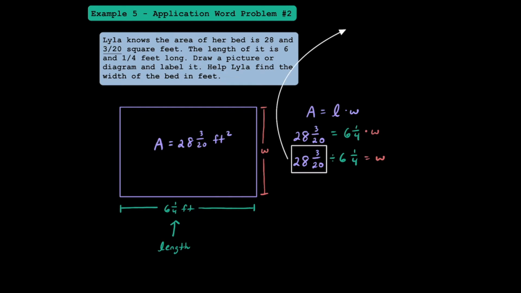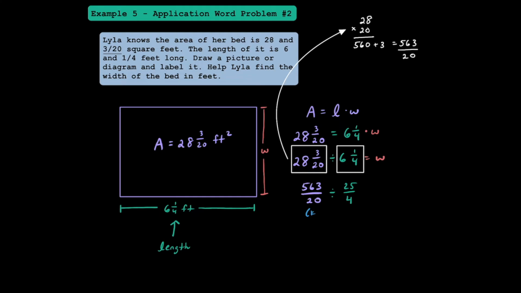Let's start by converting 28 and 3/20 into an improper fraction. First, we're going to multiply 28 by 20, and that's going to equal 560. Then we're going to add on the 3 on top to get 563. This whole thing is still going to be over 20. 28 and 3/20 is equivalent to 563/20. Next, we're going to divide by 6 1/4. 6 times 4 is going to be 24, plus 1, which is going to be 25. 6 1/4 is equivalent to 25 over 4.